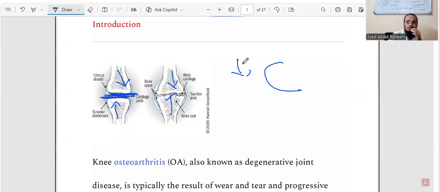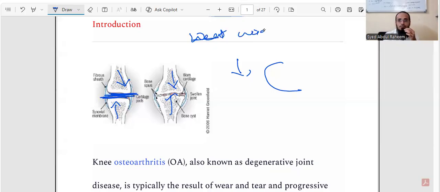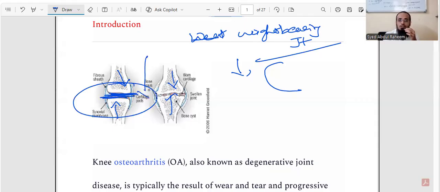More pressure is coming. Yeah, good answer. Continuous pressure, because these are weight bearing joints. The knee joint is a weight bearing joint, so that's the reason the knee joint is mostly affected. So whoever has obesity will definitely develop knee osteoarthritis.